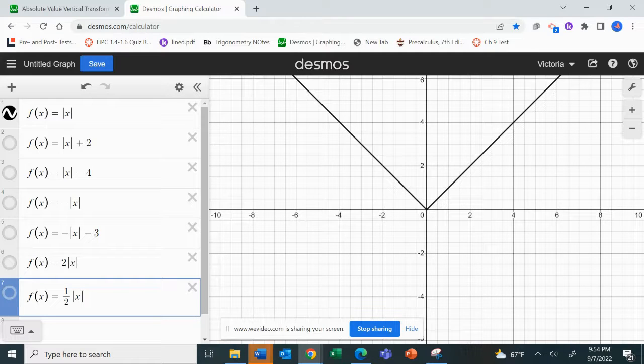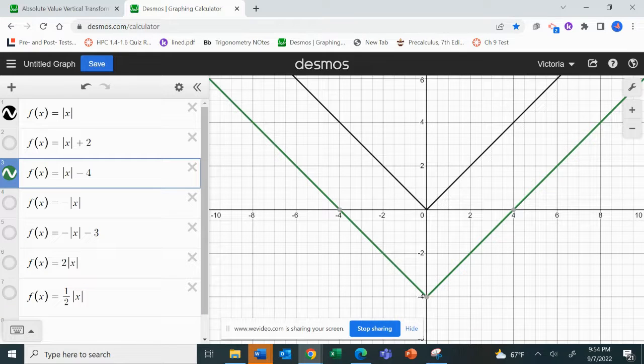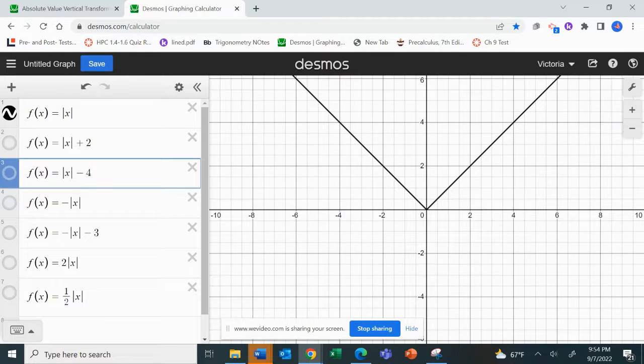So what I'm going to do is show you some different graphs that we did in class today. So we did absolute value of x plus 2. We did absolute value of x minus 4. Negative absolute value of x. So I'm going to turn that purple one off and then on. And you can see from the black one to the purple one what it looks like when we have a negative in front. And then what we did was we took negative absolute value and we moved it other places, like negative absolute value of x minus 3.